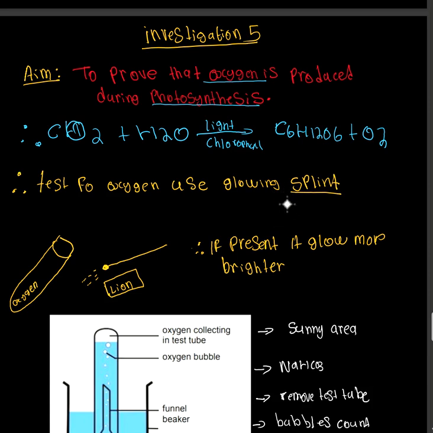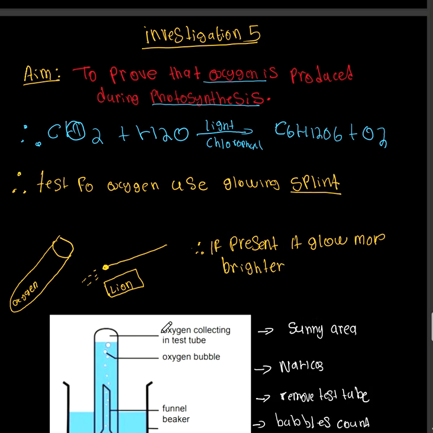What happens during the glowing splint? During the glowing splint, we take this test tube that has the bubbles, and then we have our matches. We light the matches, then we place the stick of the matches inside this test tube. If the stick lights brighter, it means there's a presence of oxygen. If oxygen is present, then this stick will glow brighter. We call this process a glowing splint. This is the test for the presence of oxygen.